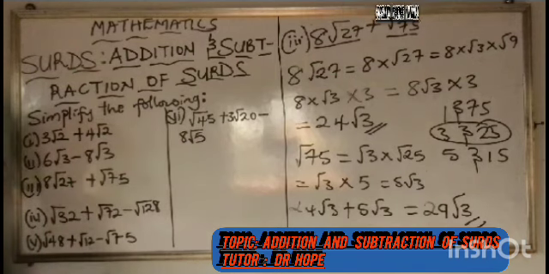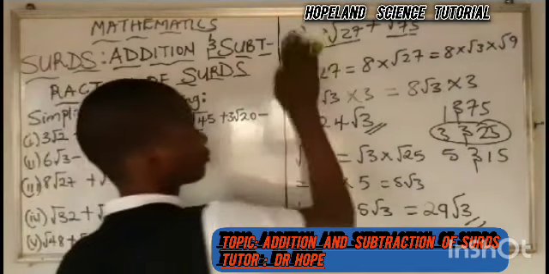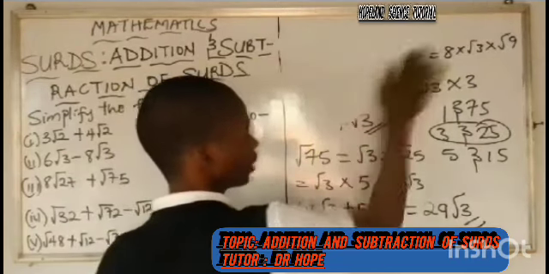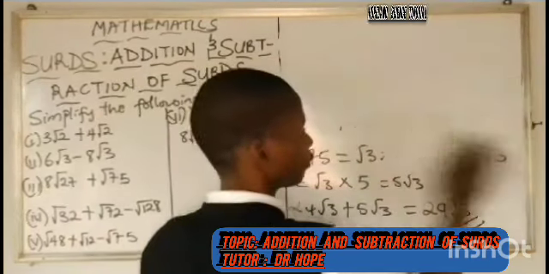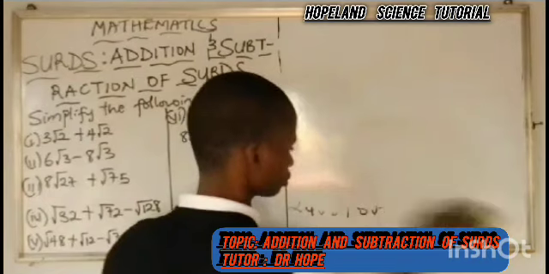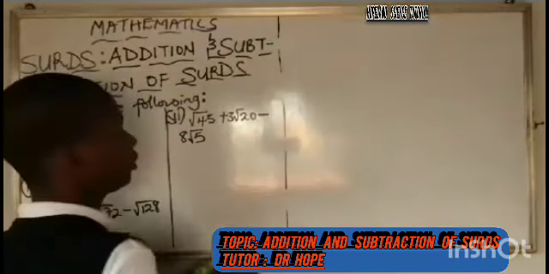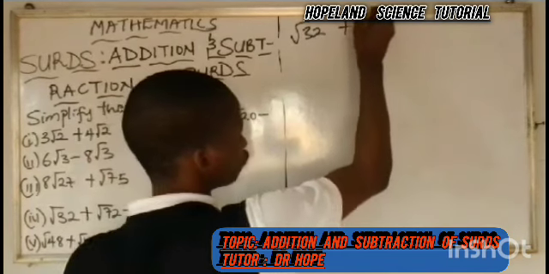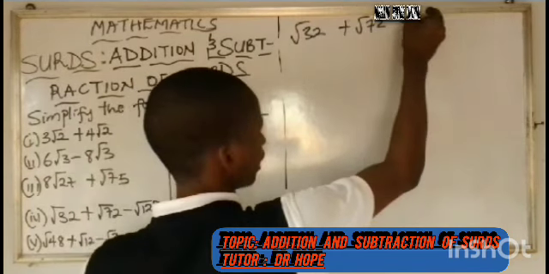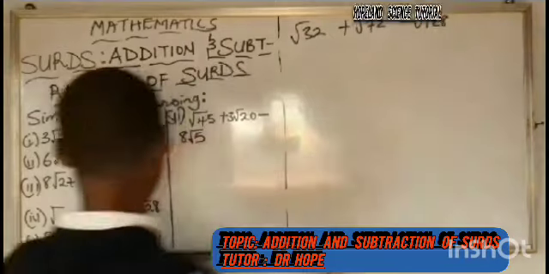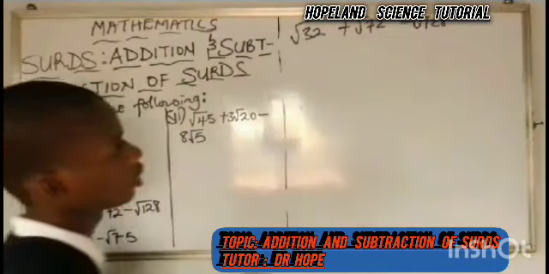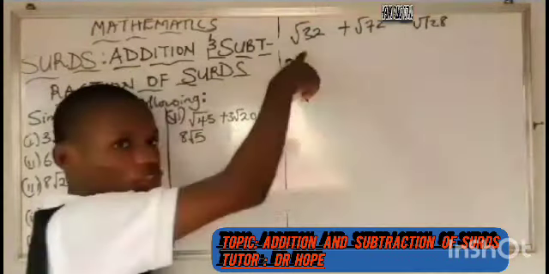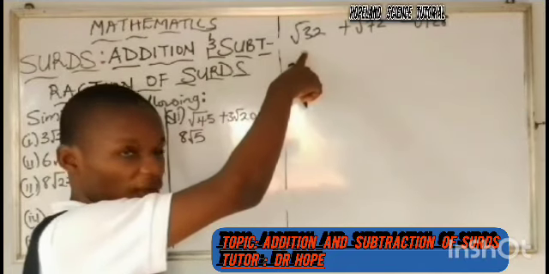So now let's go. Permit me to clean this part of the board, and then we resolve. We are having root 32 plus root 72 minus root 128 all together. 32 is not a basic surd because it contains a perfect square.